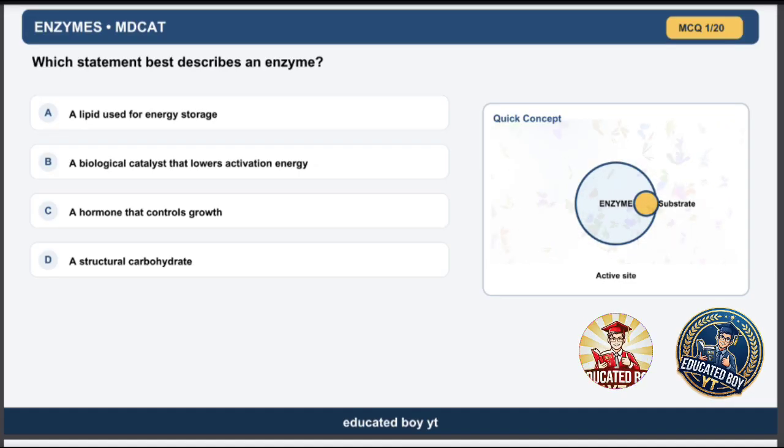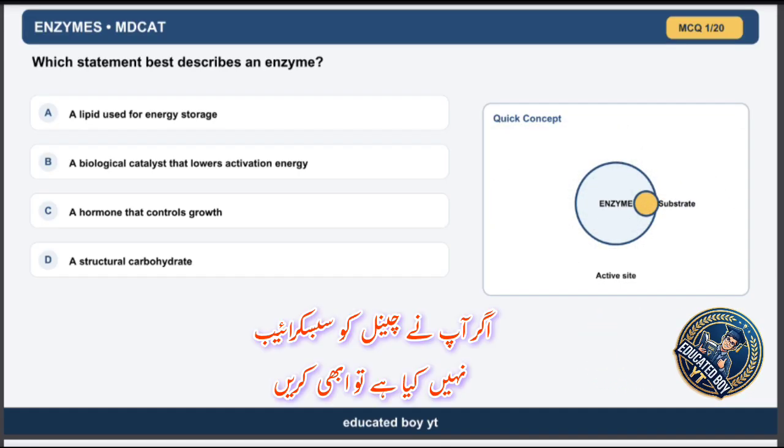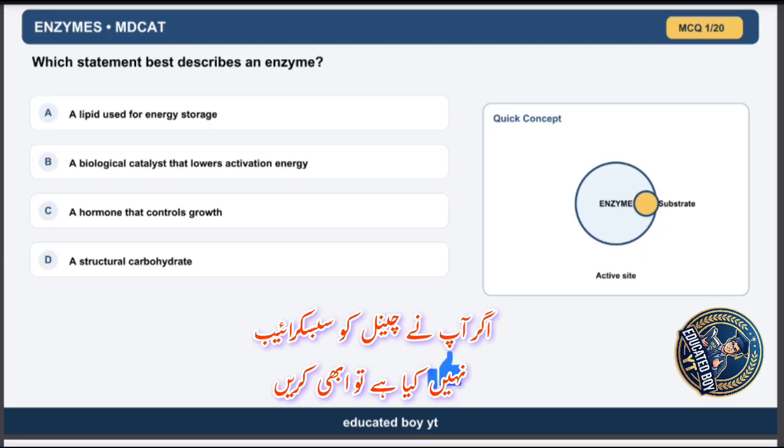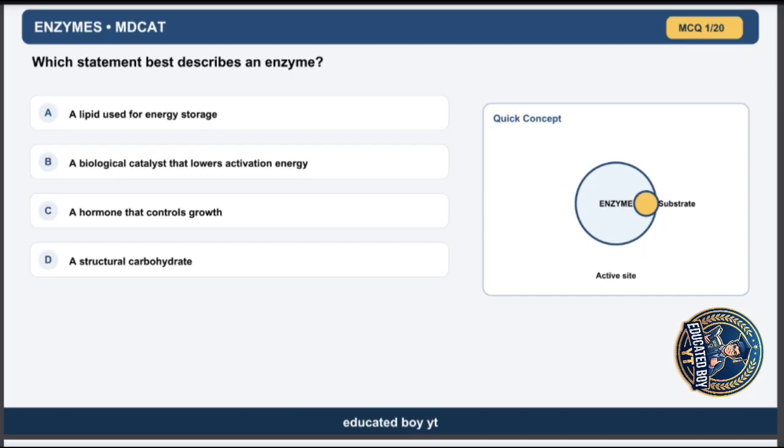Which statement best describes an enzyme? Option A, a lipid used for energy. Option B, a biological catalyst that lowers activation energy. Option C, a hormone that controls growth. Option D, a structural carbohydrate. Right option. Option B is correct.